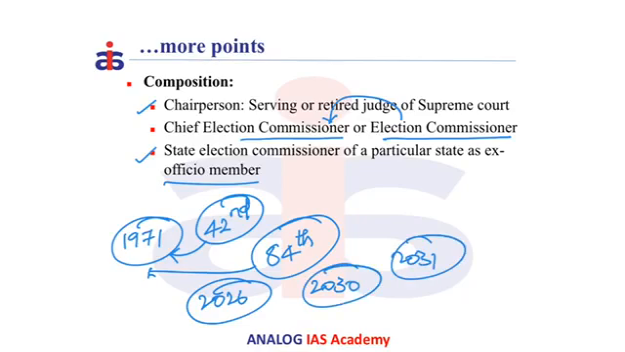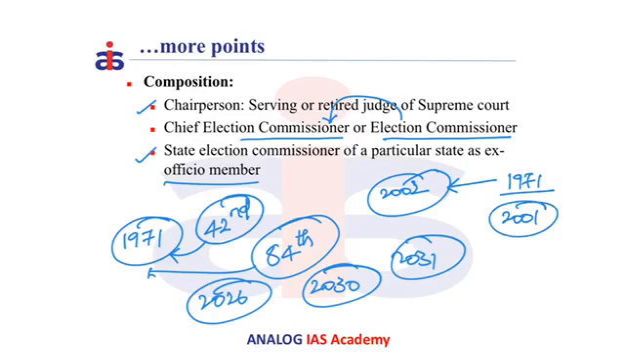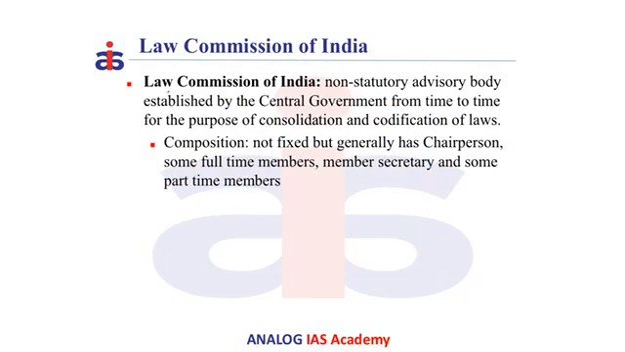When the Delimitation Commission of 2002 was enacted, the central government in its terms of reference said that the Delimitation Commission has to consider the population ratio of 1971, and for distribution of the constituencies, they need to use the 2001 census. Now let us look into the Law Commission of India.